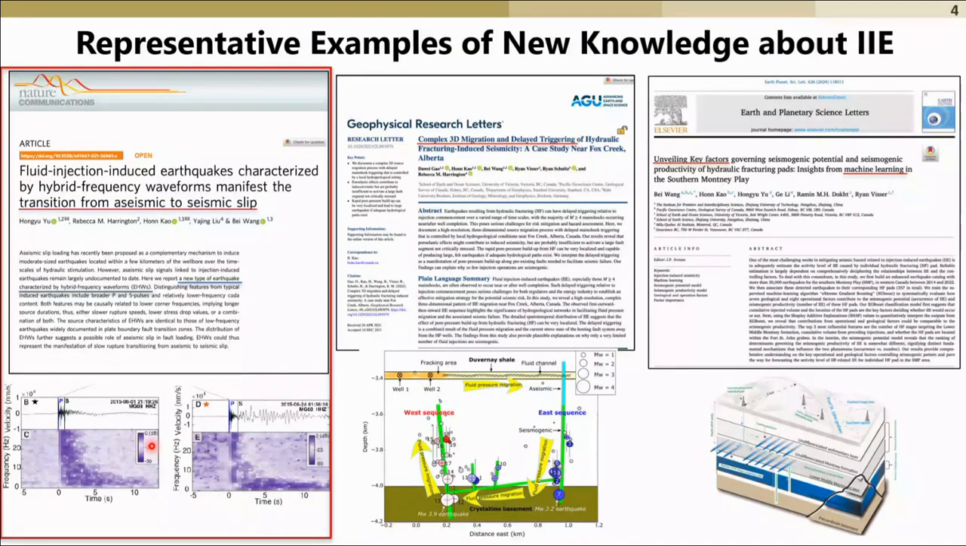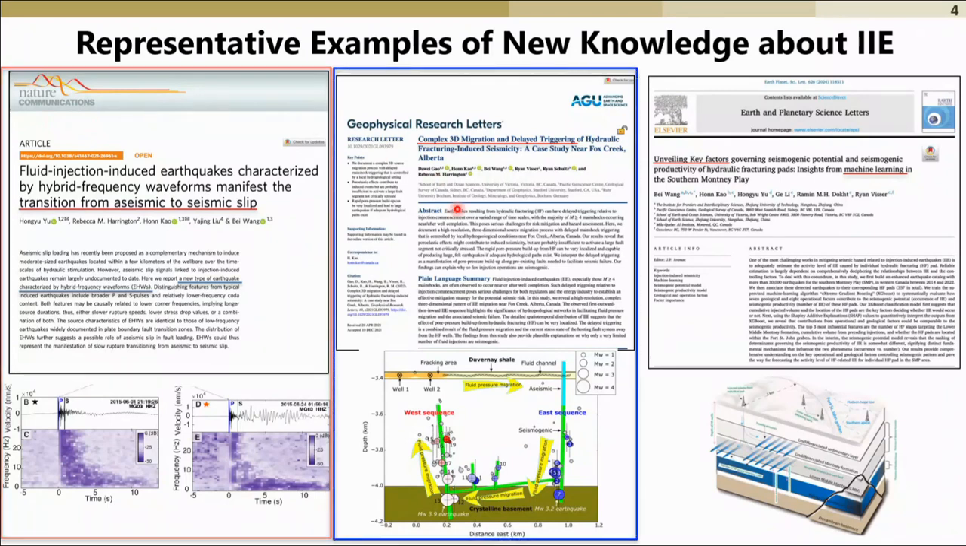We noticed that most of the EHW were observed in close proximity to injection points. So we interpreted the EHW as the manifestation of the transition from aseismic to seismic slip during the fault loading process. And this paper was published in Nature Communications in 2021.